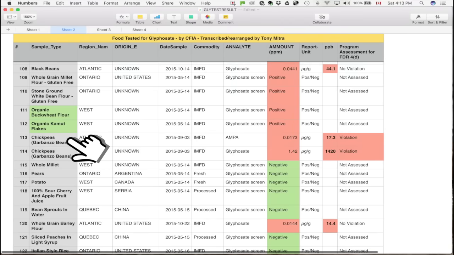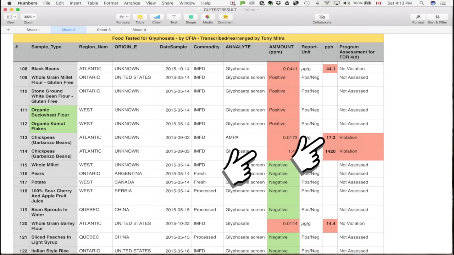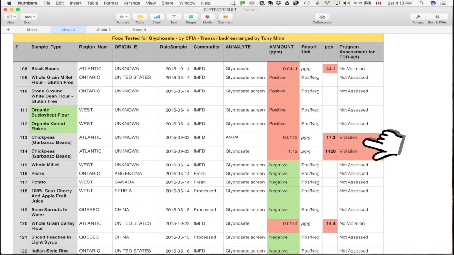This is chickpeas, in brackets garbanzo beans, drawn in the Atlantic area, probably on the East Coast, with origin written as unknown. I suspect it is grown in North America, but it says origin unknown. It was found to have AMPA of 17.3 parts per billion, and glyphosate itself has 1,420 parts per billion. Altogether, 1,437.3 parts per billion AMPA and glyphosate, and it is considered to be in violation.